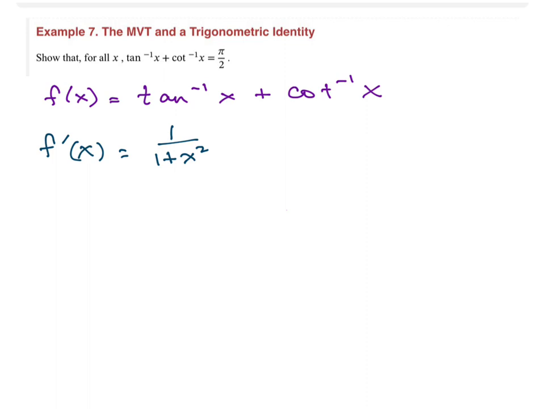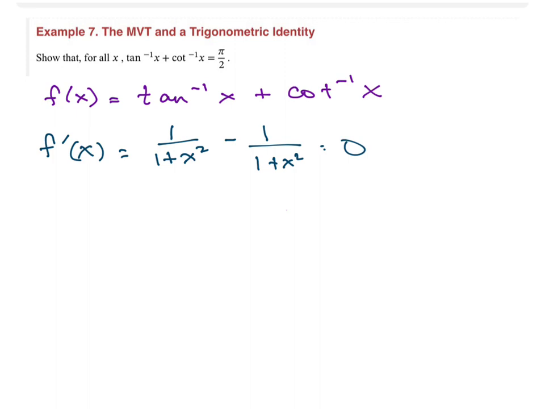Good. And what's the derivative of cotangent inverse? Negative 1 over 1 plus x squared. Yeah. So what if I just say minus 1 over 1 plus x squared? Whoa. That makes 0. Okay.